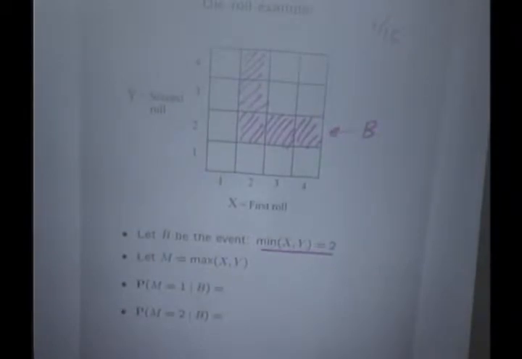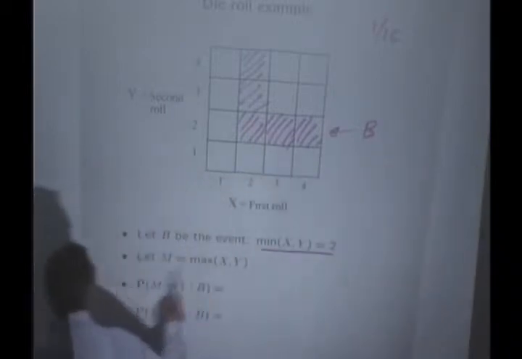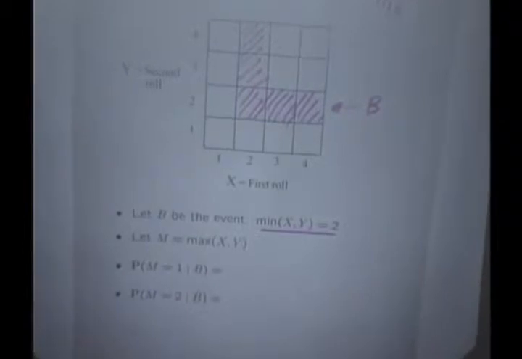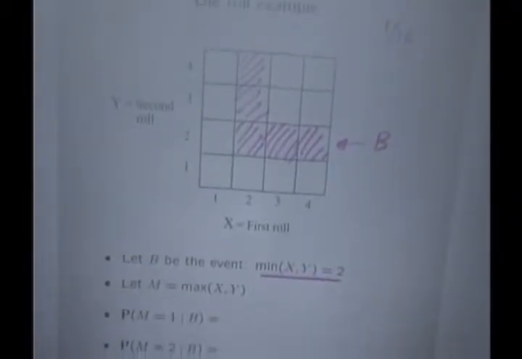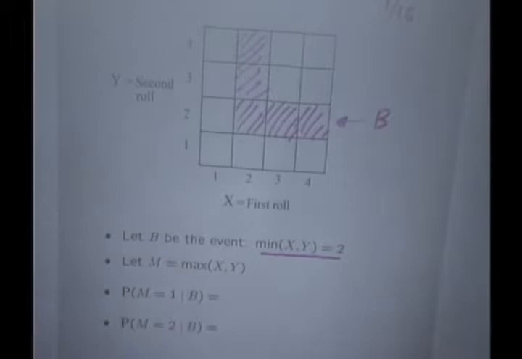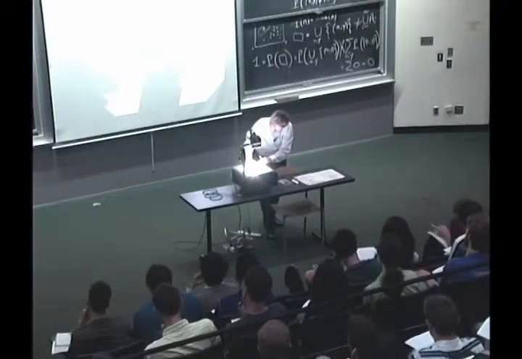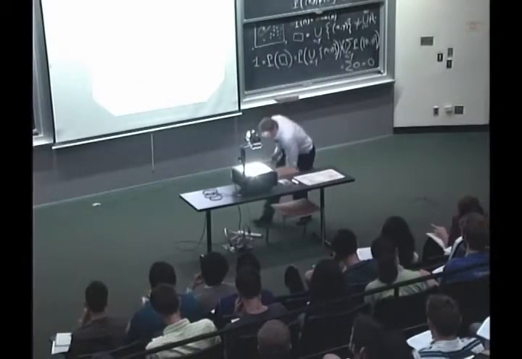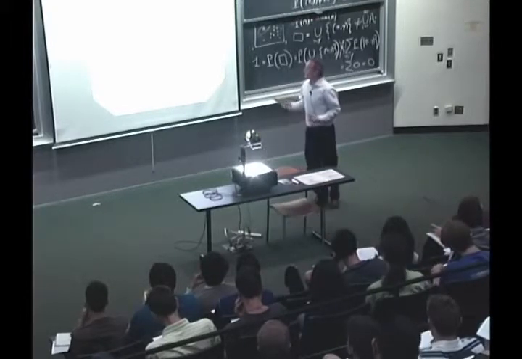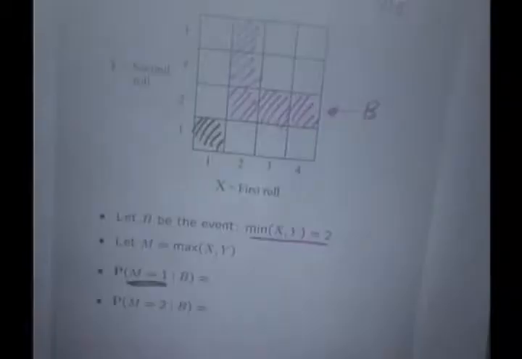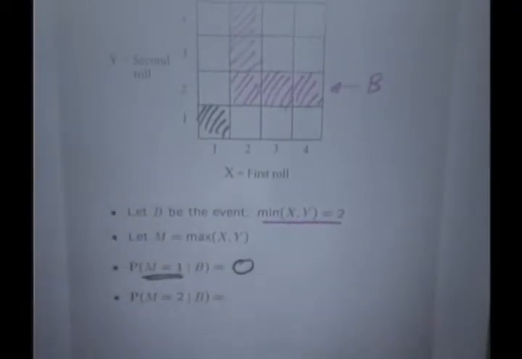And now we want to calculate probabilities inside this new universe. For example, you may be interested in questions about the maximum of the two rolls. In the new universe, what's the probability that the maximum is equal to 1? The maximum being equal to 1 is this black event. And given that we're told that B occurred, this black event cannot happen. So this probability is equal to 0. How about the maximum being equal to 2, given that event B?